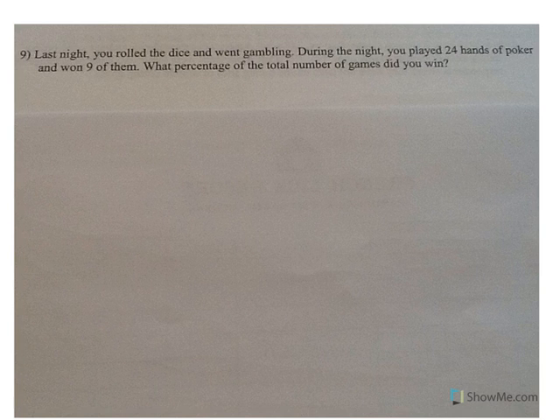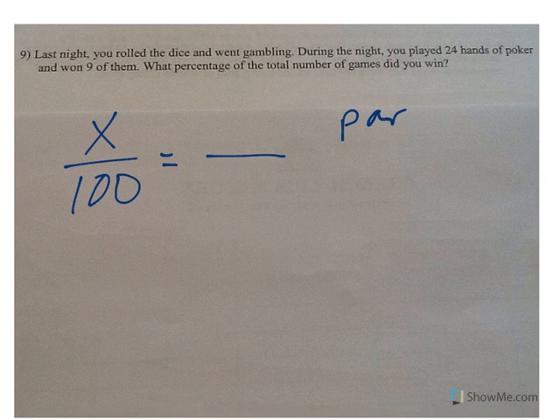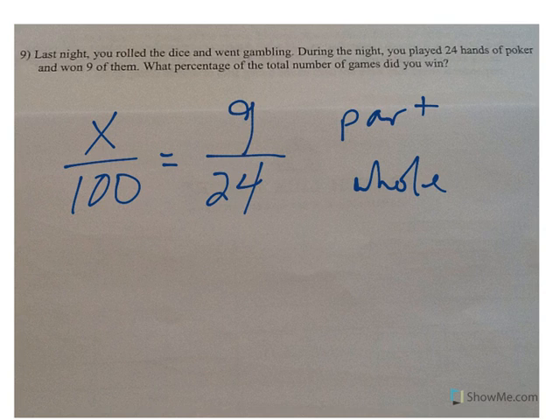Number 9, last night you rolled the dice and went gambling. During the night you played 24 hands of poker and won 9 of them. What percentage of the total games did you win? Well, what percent tells you x over 100? On this side you're thinking part to whole. Well, how many total hands did you play? 24. How many did you win? 9. And there is your part to whole.